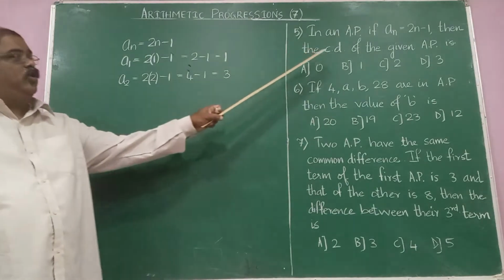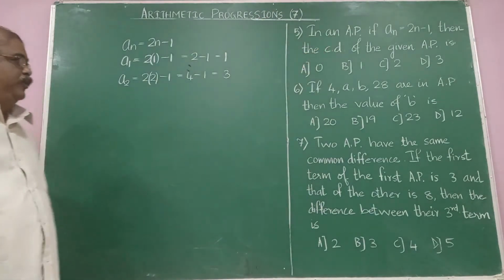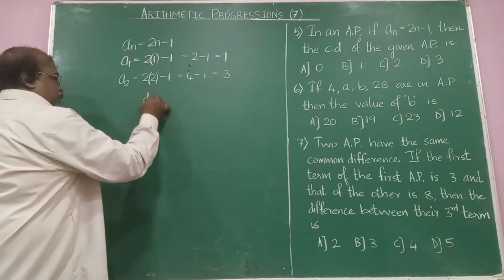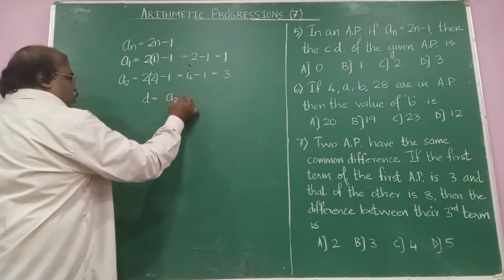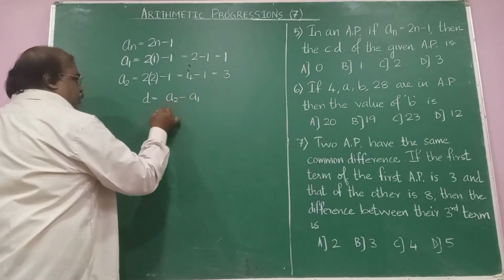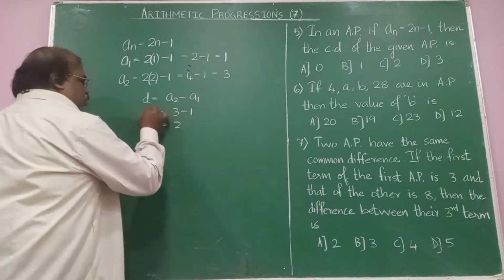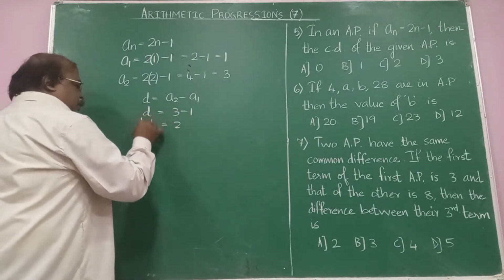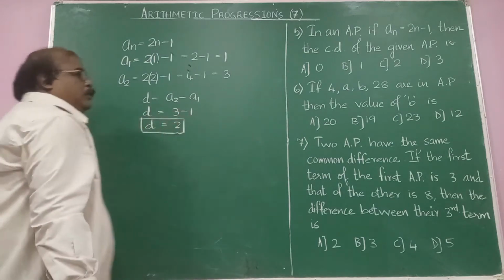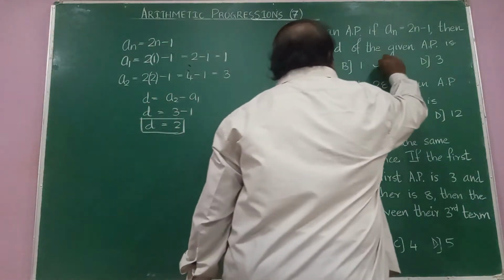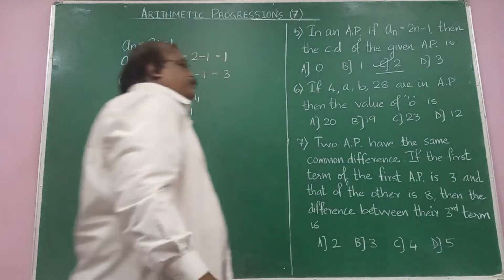I asked you for the common difference of the given arithmetic progression. The common difference is A2 minus A1. So that is 3 minus 1. Your common difference is 2. The common difference is 2.